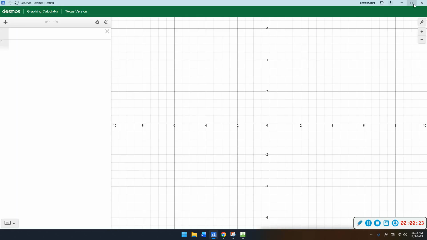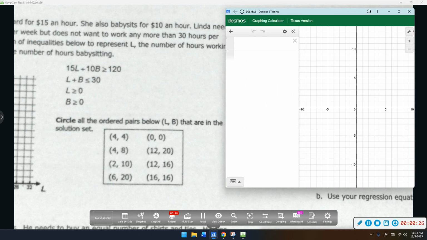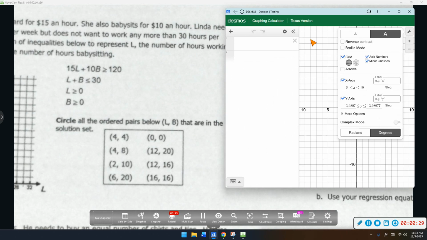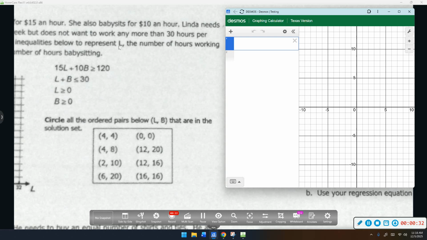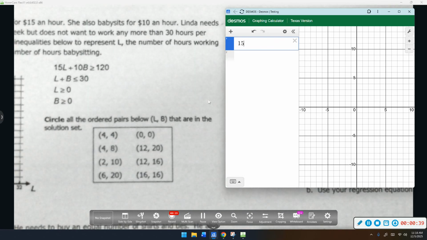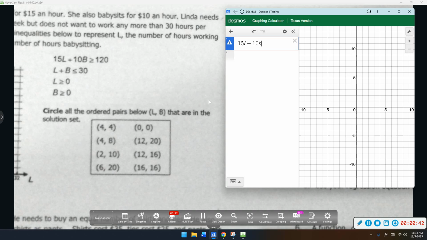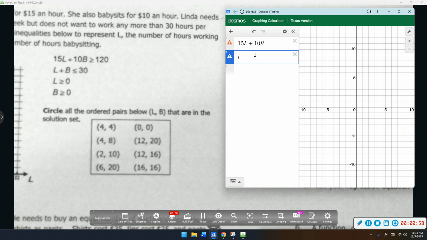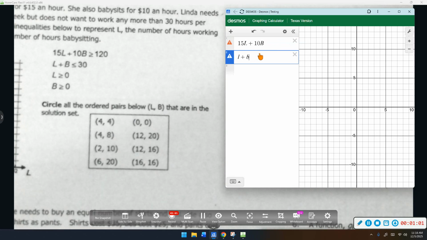Here we go. Make that smaller. Okay, let me make this large enough so you can see it. All right, and I'm going to type in this stuff. So the first inequality says 15L plus 10B. So I'm going to type that in. I'm going to do capital to match the problem. Now I can't do the inequality symbol, but that's fine. I'm just going to do 15L plus 10B. And then here I'm going to do capital L plus B.